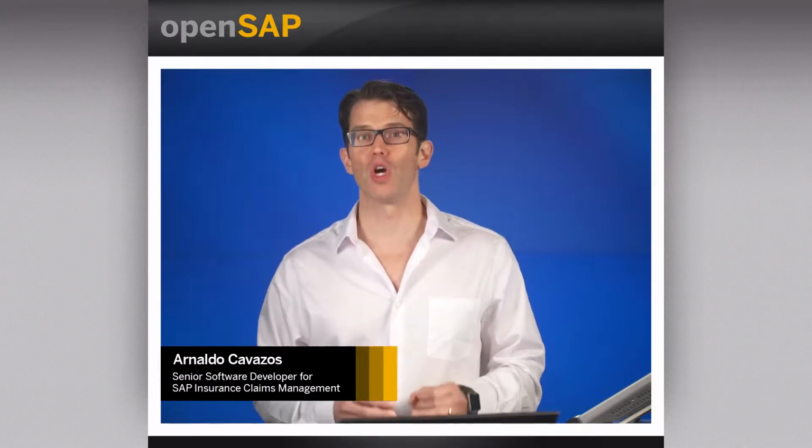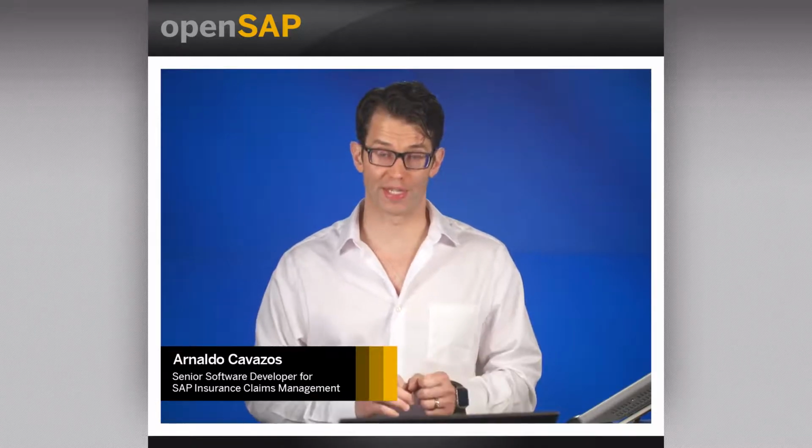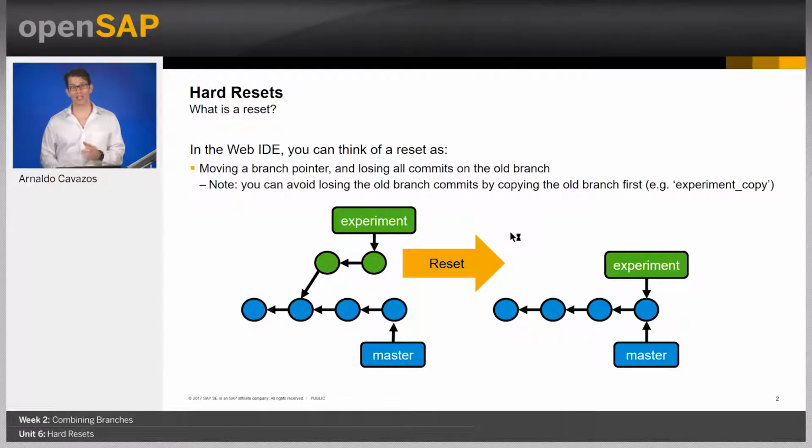In this unit, we will learn about resets and learn to perform a hard reset. The concept of a reset is really simple. You're moving a branch pointer from one location to another location. So in this picture, you're resetting the experiment branch to the master branch.